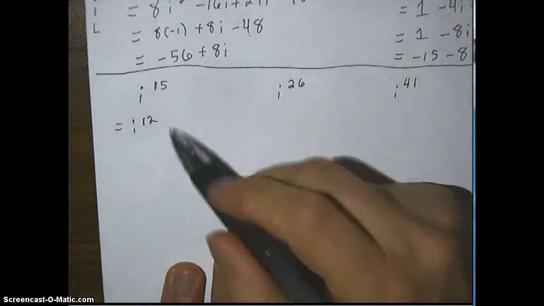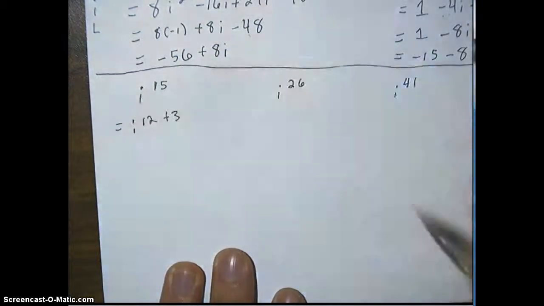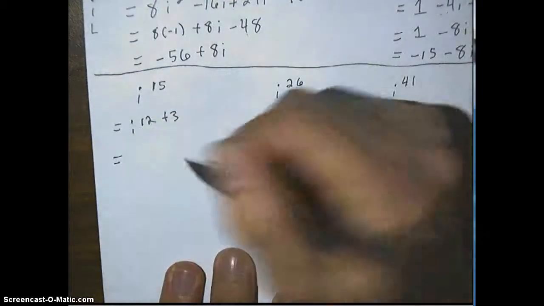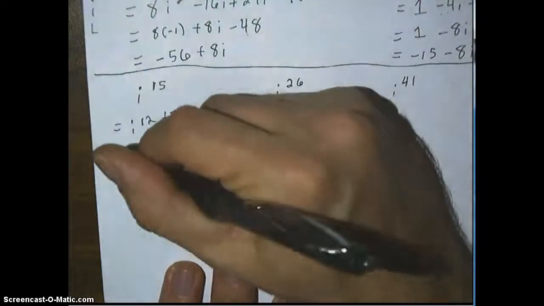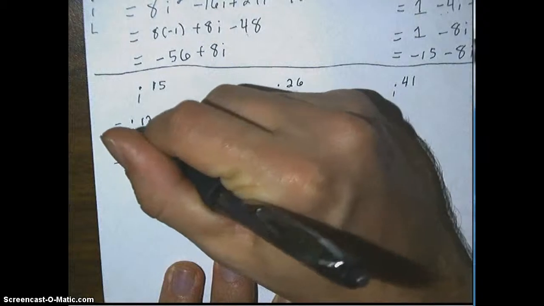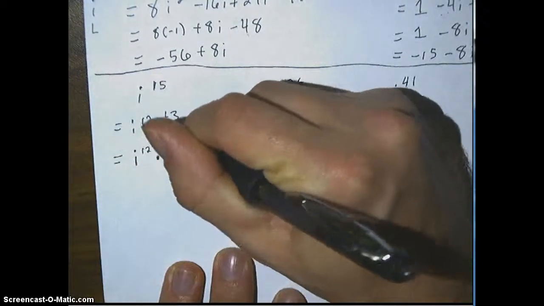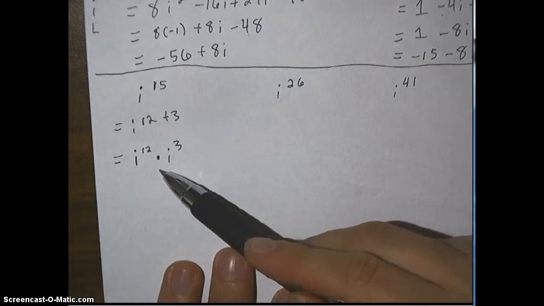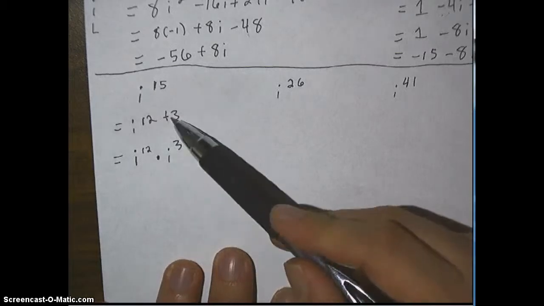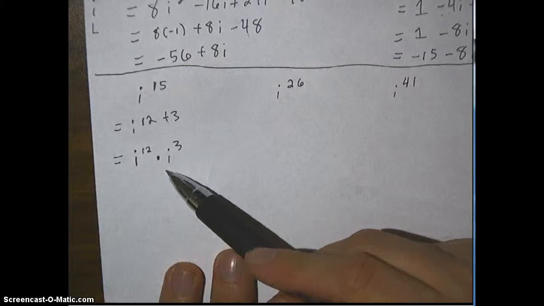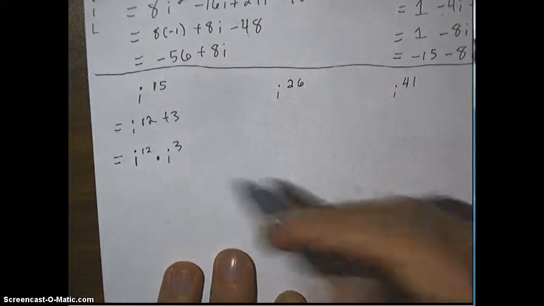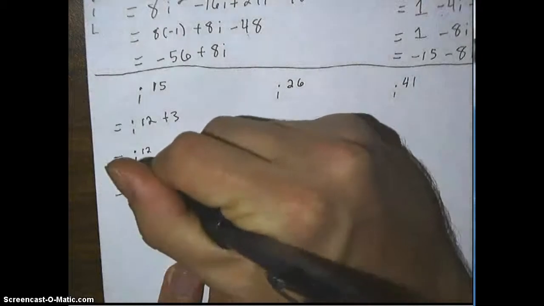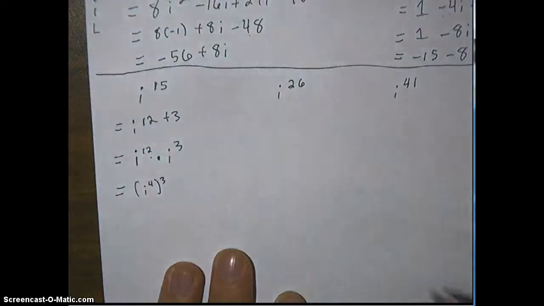But I want to keep this equal to 15, so that's going to be 12 plus 3 is 15. And the reason I'm going to do that is I'm going to break this into 2 exponents. So I'm going to say that's i to the 12th times i to the 3rd, because addition up in the exponent is the same as multiplication in the base. And I know that 12 is 4 times 3, so I can say that's i to the 4th to the 3rd power.